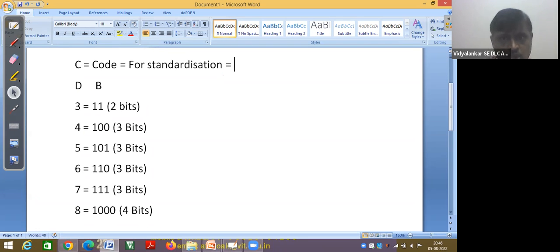And one such code is called BCD code. This we will be discussing in coming session. I just want to give you some thought process why we need code.